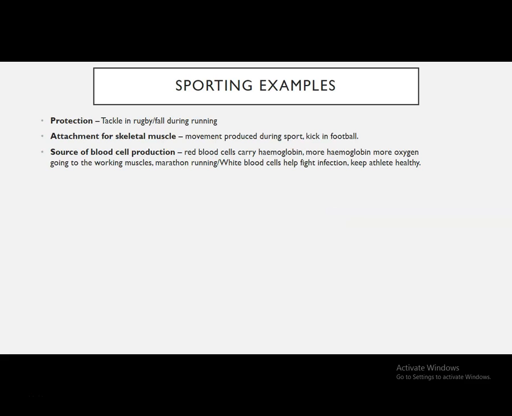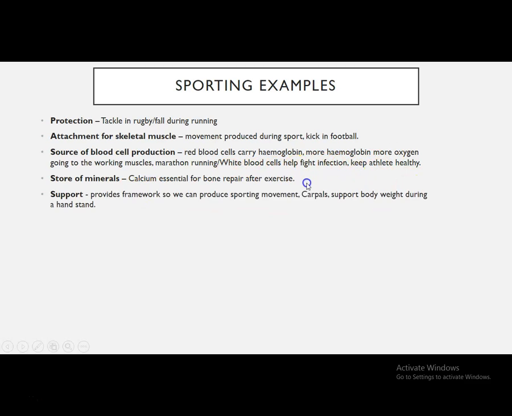Source of blood cell production. So remember, red blood cells specifically carry hemoglobin. More hemoglobin means more oxygen to the working muscles during exercise. This would really help a marathon runner. White blood cells help fight infection, so they keep the athlete healthy. Store of minerals, already gone through.